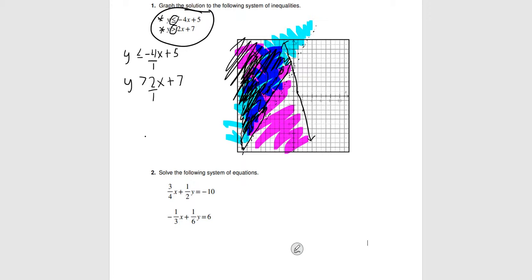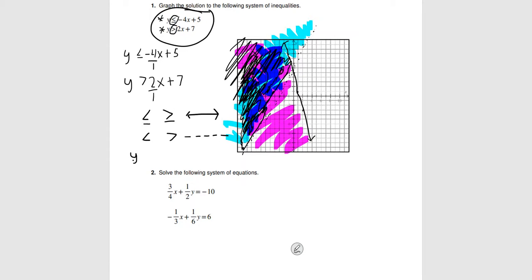You graph both lines on the same coordinate plane and you see where the shadings overlap. Remember, if your inequality symbol is a less than or equal to or a greater than or equal to, your line is solid. If your inequality symbol is just a greater than or just a less than, your line is dashed.